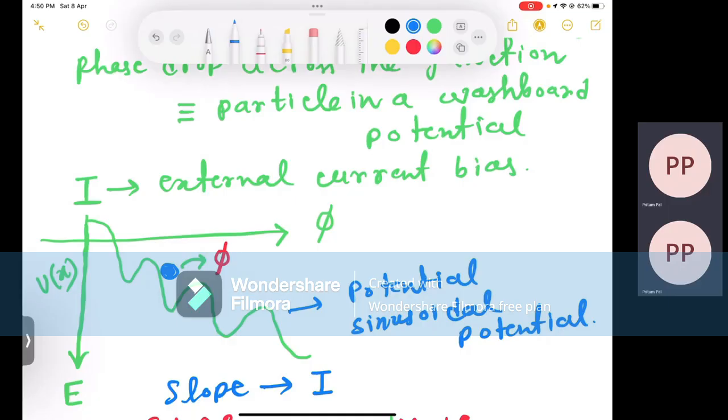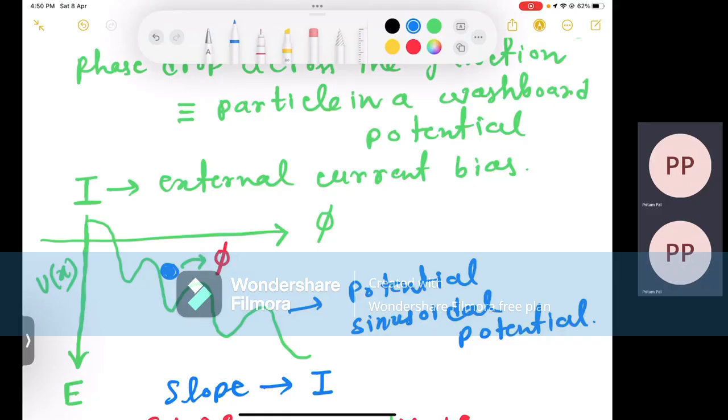Instead of a particle, we have only the phase, the superconducting phase. As I already mentioned, you can always describe a superconductor, that's why it's a macroscopic phenomenon. Though we are describing the whole thing using quantum mechanics, still, this is the beauty of the Josephson effect.